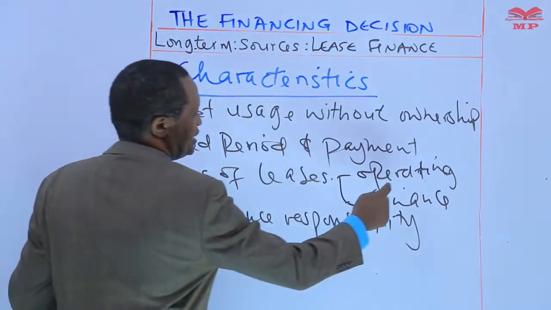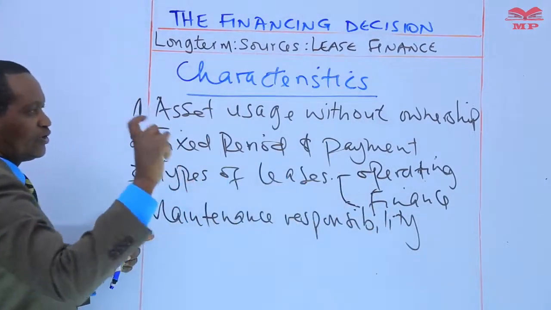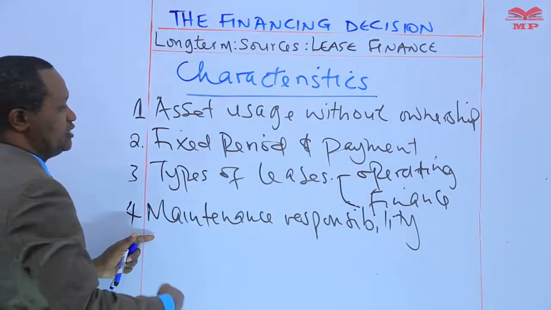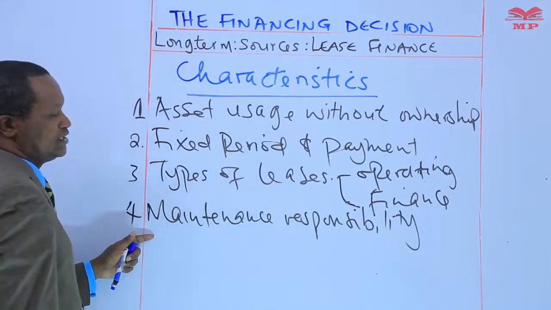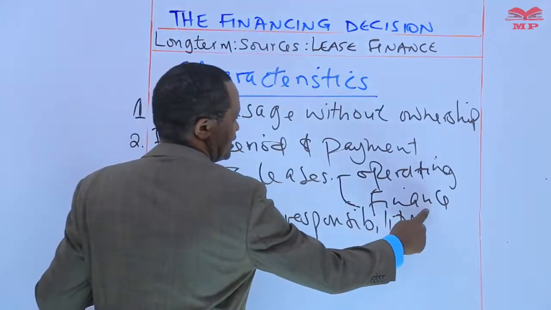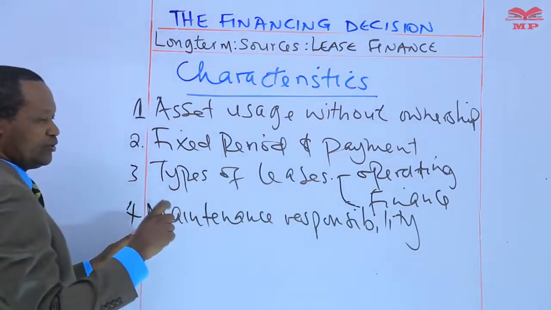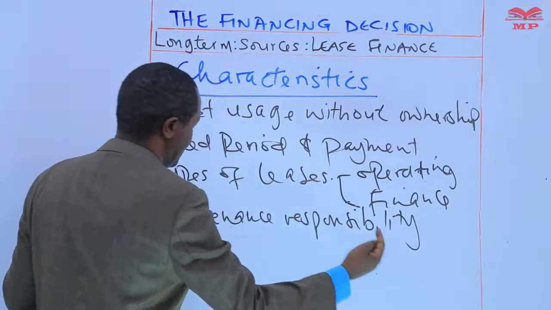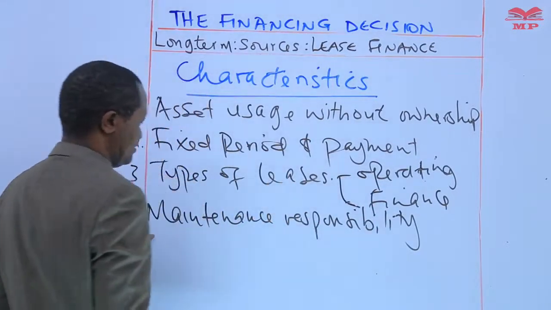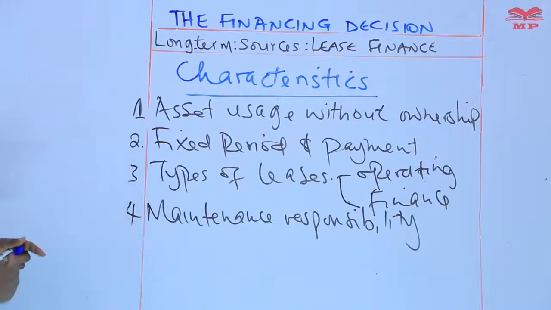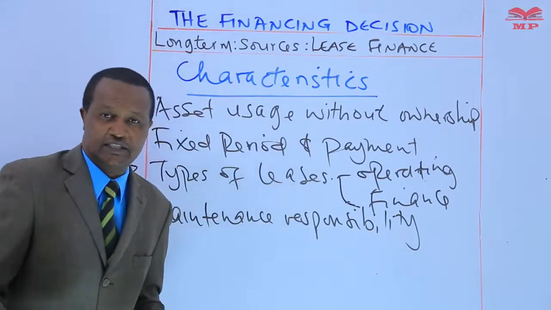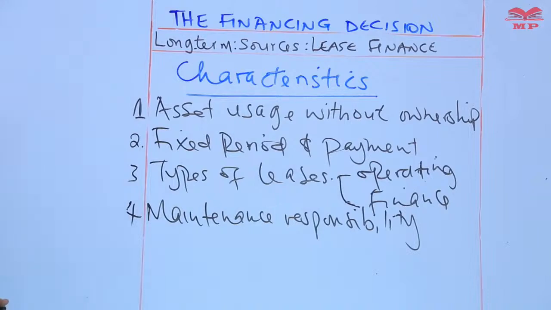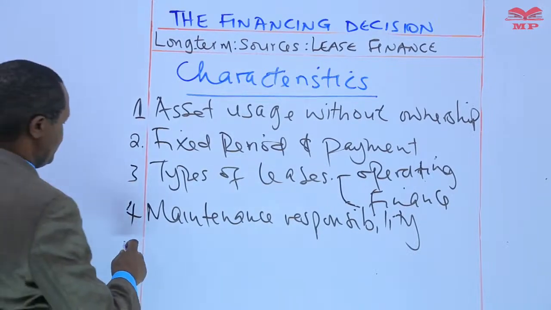As for the operating lease, the lessor, the owner of the asset, is charged the responsibility to maintain the asset. On the other hand, in a finance lease agreement, the lessee, the one who uses the asset, maintains the asset. So maintenance responsibility is dependent on the type of the lease. Do you understand? Yes.